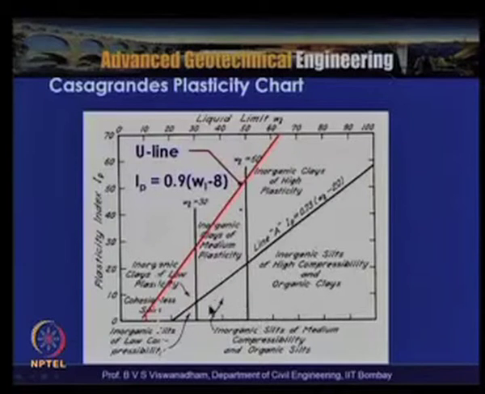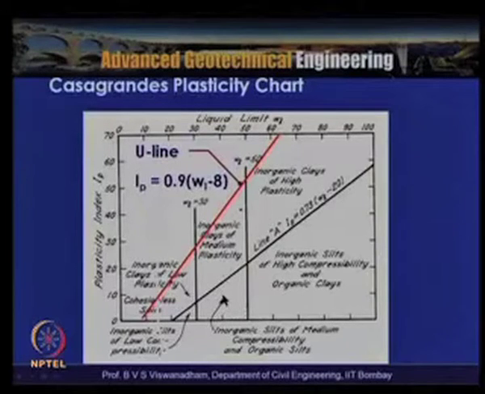And in this particular zone, where liquid limit is greater than 30 and less than 50, and with the plasticity index within these boundaries, we have inorganic silts of medium compressibility and organic silts. For example, if you have soils having identical liquid limit but different plasticity characteristics, they are classified differently.